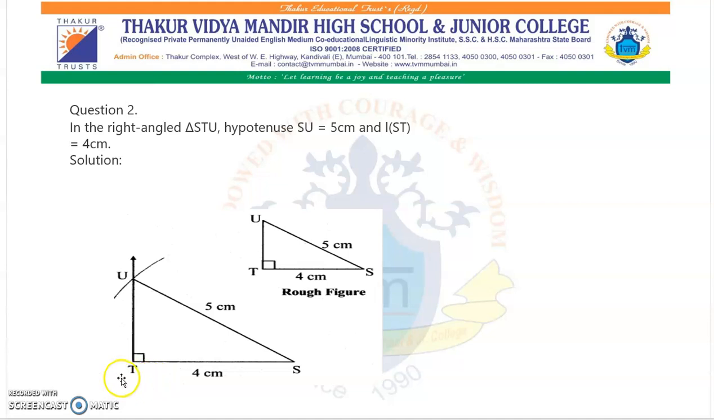Now take the compass, draw the segment TS of length 4 cm. At point T, draw an angle of 90 degree. Keep the needle of the compass at S. Draw an arc of 5 cm. Join it. We get the required right angle triangle UTS. In the same way, you have to practice the other textbook sums.